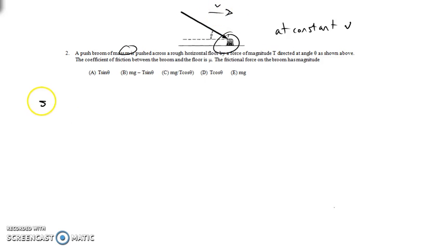Okay, so let's set up our system. We have the broom, and if I represent its center of mass with a little dot, and then I draw the weight force of the object, which would be mg. There's some force of support from the surface, so that would be the normal force.